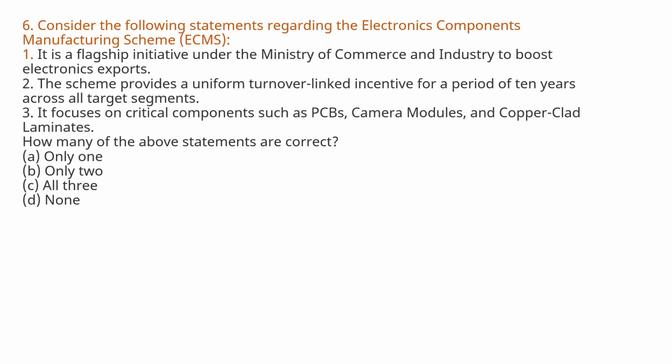Question number 6. Consider the following statements regarding the electronics components manufacturing scheme. Statement 1 is a flagship initiative under the Ministry of Commerce and Industry to boost electronics exports. Statement 2, the scheme provides a uniform turnover linked incentive for a period of 10 years across all target segments. Statement 3, it focuses on critical components such as PCBs, printed circuit boards, camera modules, copper clad laminates, etc.